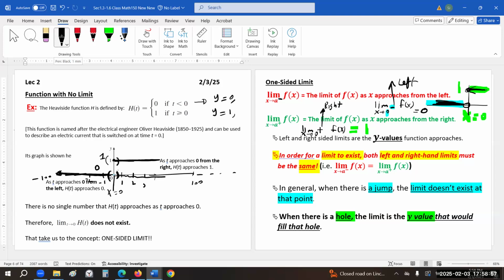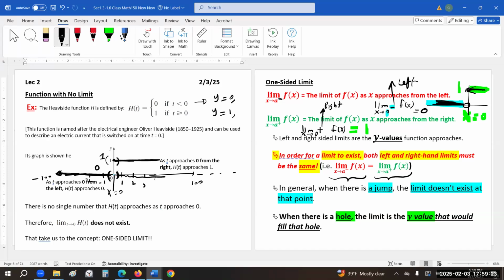That's why the limit doesn't exist, because in order for a limit to exist, the left side limit must be the same number as the right side limit. They have to have the exact same thing. If the y values are a number, then they have to be the same number. If the y values are infinity, then they have to have the same infinity.